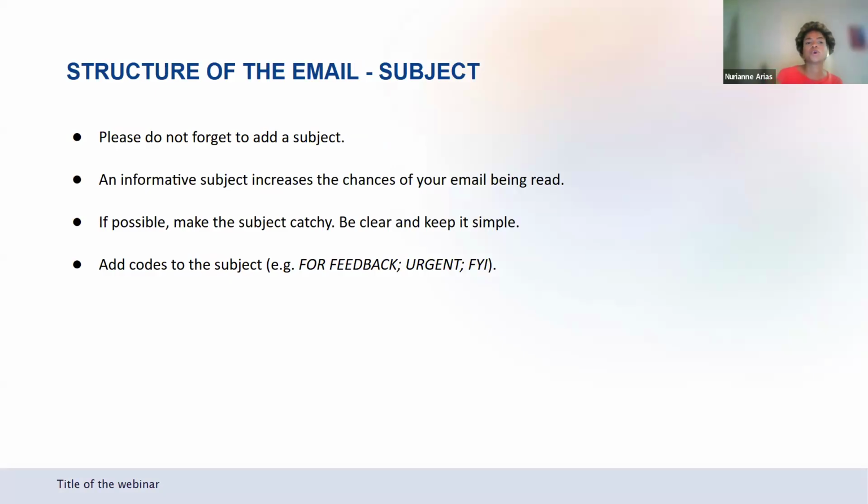Other general things you should know. Do not forget to put a subject. People want to know if they have to read it urgently, or if it's just asking for information, or if it's feedback. Remember that as soon as your email lands in someone else's inbox, they have to decide when to read it and how to read it. Oftentimes, you identifying what it is helps them read your email sooner, right? So try to keep it catchy, simple, and clear, so the person understands what you're trying to achieve from the subject already.